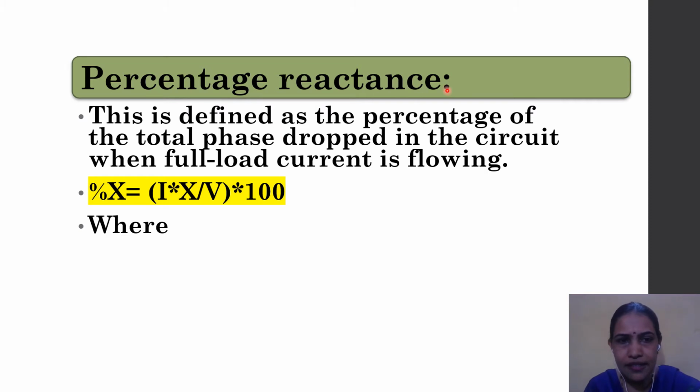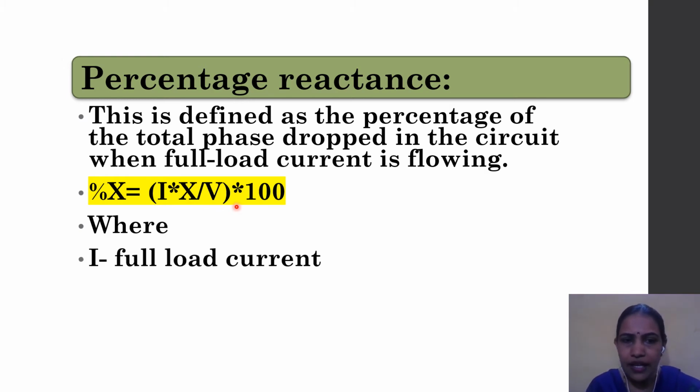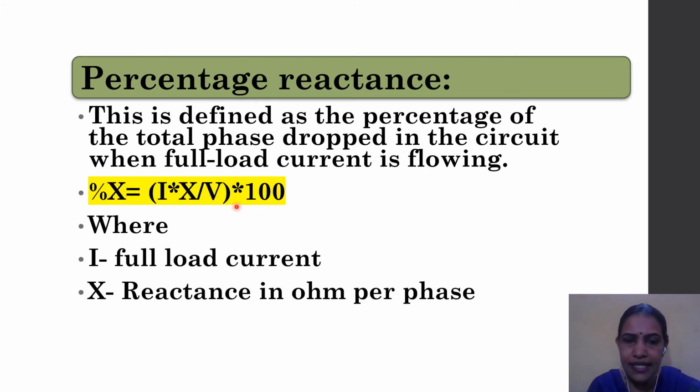What is percentage reactance? This is defined as the percentage of the total phase voltage dropped in the circuit when full load current is flowing through it. One formula is given here. Percentage reactance, percentage X, is equal to current I into reactance in ohm divided by full load voltage, where I is full load current, X is reactance in ohm per phase. Remember, we are converting everything per phase instead of three phase, and V is phase voltage.